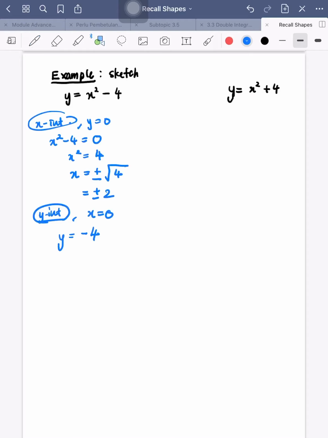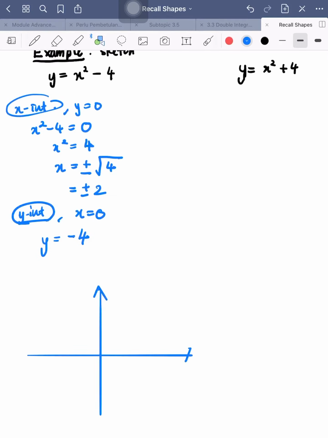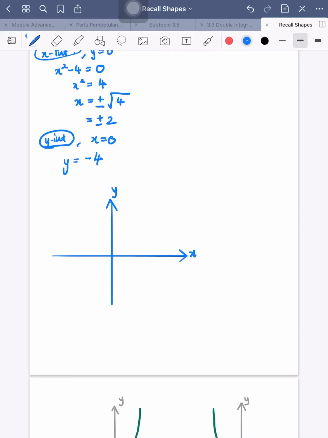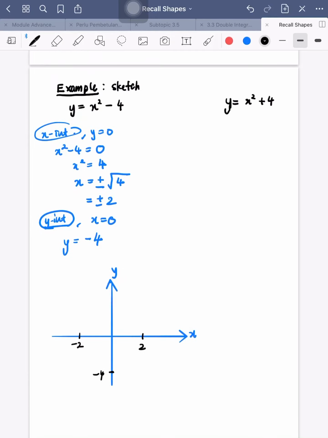So now you sketch your diagram. Okay, don't forget to label your variables, x and y axes. So this function has x-intercepts at negative 2 and 2, and y-intercept at negative 4. If you realize, in front of the x squared you have a positive. If the coefficient in front of the term with power of 2 is positive, your function will open upward, like a smiley face. Okay, so connecting these.